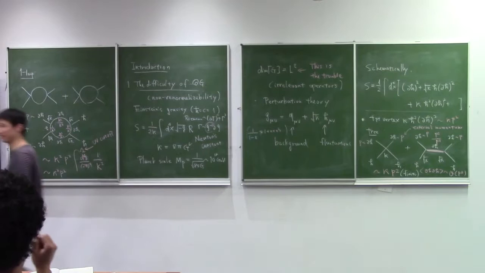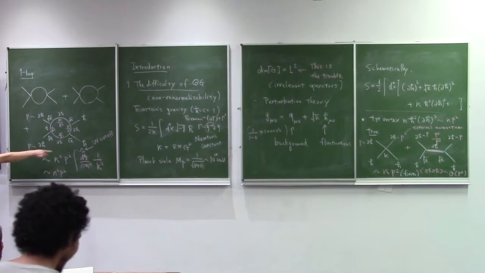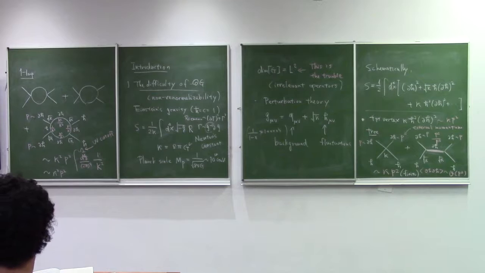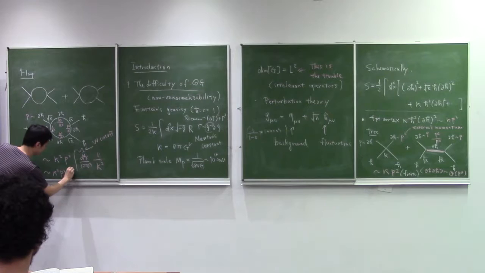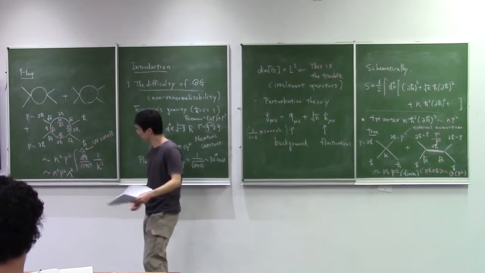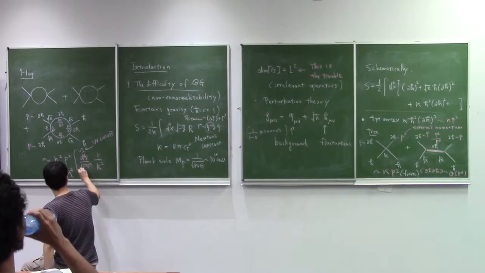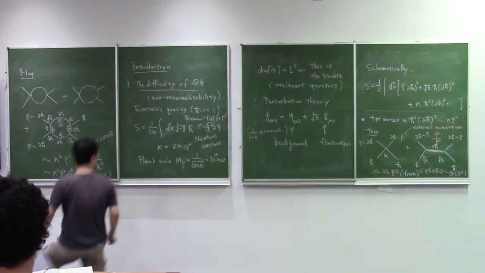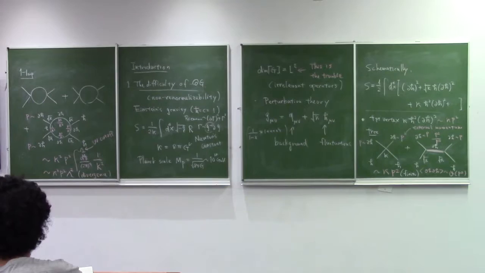Should be the same as momentum, right? Yes, this has the dimension of momentum. But what's the power here? Squared. Yes, squared, because the power of momentum here is squared. So this gives you divergence. So essentially, this is the problem.